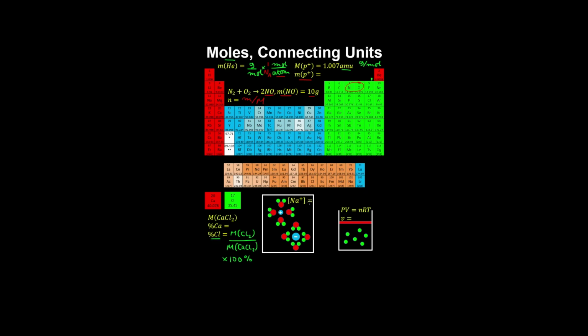And you can find the concentration of a solute dissolved in a solvent. So for example, salt dissolving in water, which will be in moles of solute per liter of solvent. And a number of moles also appears in the ideal gas equation, which we can use to solve for the pressure, volume, and so on.